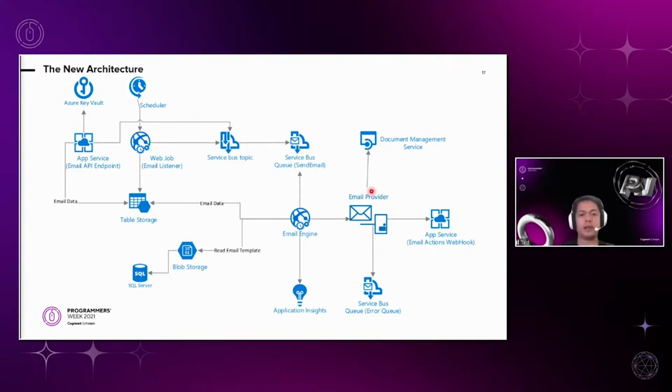And then to be able to address the need to save a copy of the email sent to the clients, we integrated with a document management service, which uses another Azure blob storage under the hood. As I mentioned in the previous slide, we didn't implement redundant resources, but we can easily do that in the cloud. To perform retries, the email engine uses an error queue to reprocess the failed emails, and after the third retry, it moves it to the dead letter queue.